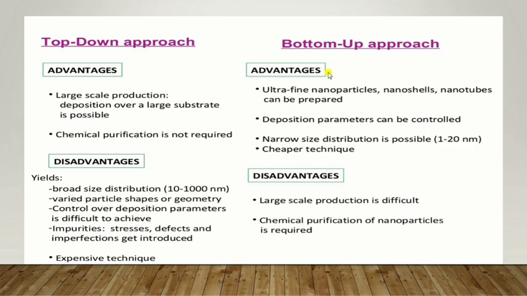What happens in the bottom-up approach? The advantages are ultra-fine nanoparticles, nanoshells, nanotubes can be prepared. That is, the desirable shape can be formed. The deposition parameters can also be controlled, and the size distribution we get is 1 to 20 nanometers. It is a cheaper technique.